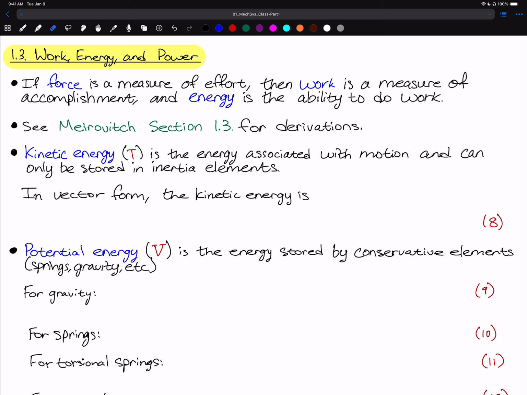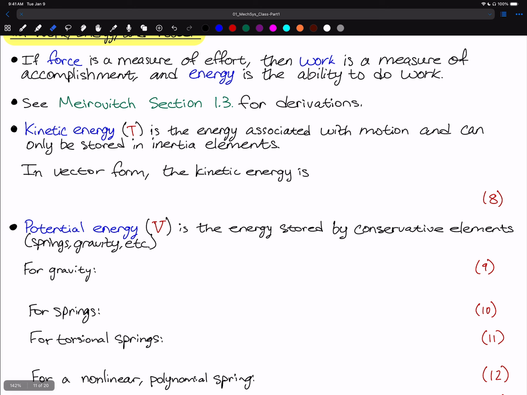So kinetic energy is the energy associated with motion, and it can only be stored in inertial elements. It's a conservative energy associated with motion. In vector form for translation, the kinetic energy T is equal to 1/2 m times r dot dotted with itself. So the kinetic energy is a scalar, and it results from a dot product of the velocity vectors. You can also define this for rotational systems. We're going to skip that here.